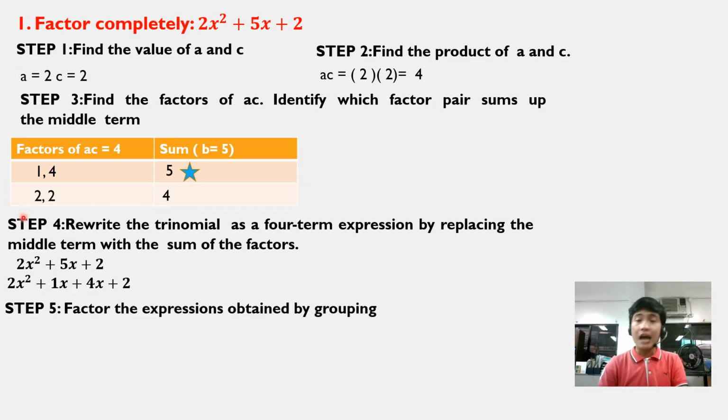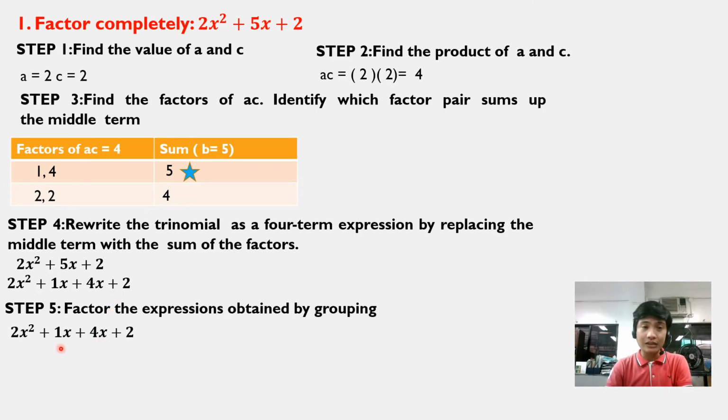Now, ano po ang sinasabi sa step number 5? Factor the expressions obtained by grouping. Kung ano po yung nakuha nating expression sa step number 4 ay ipafactor natin by grouping. Paano ba natin ginagamit ang factoring by grouping? Let's do it step by step. So, yung nakuha natin sa step number 4 ay ito. Okay? Ngayon, first group, second group. Kasi dahil 4 na terms ay nabuo natin sa step number 4, we can use the factoring by grouping.